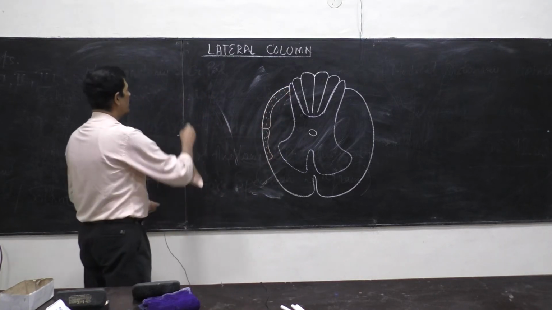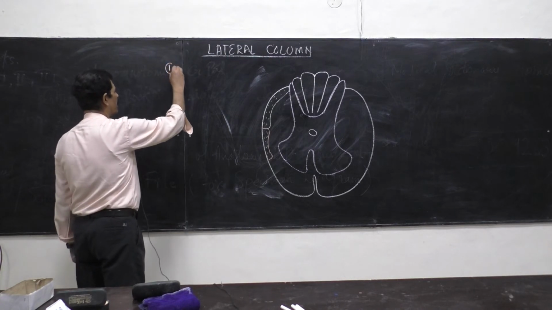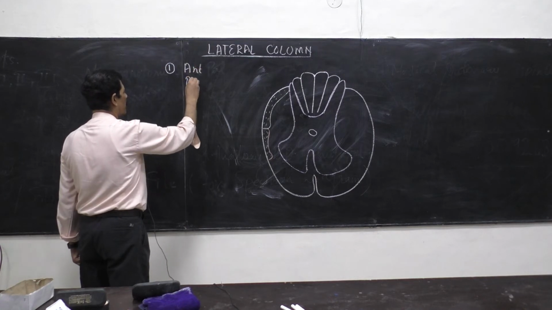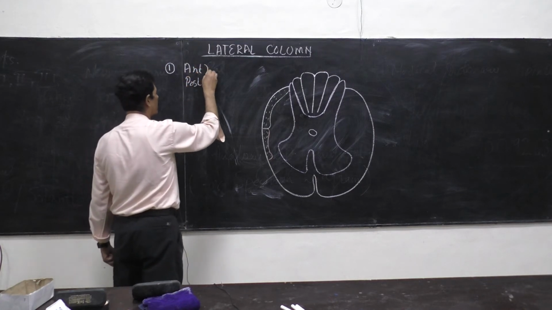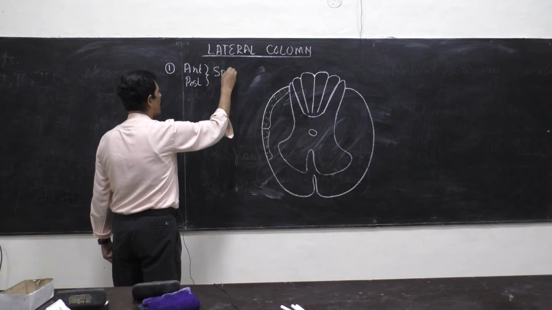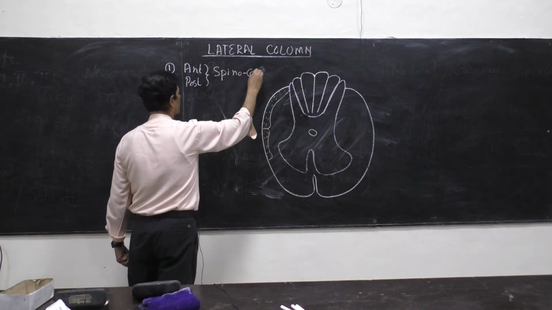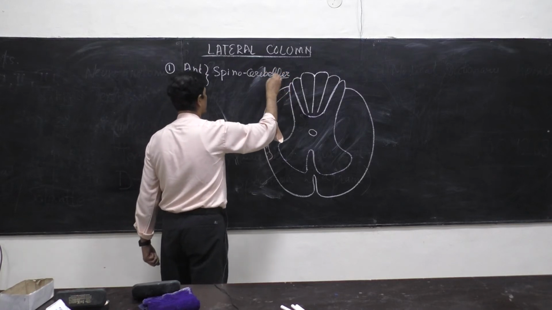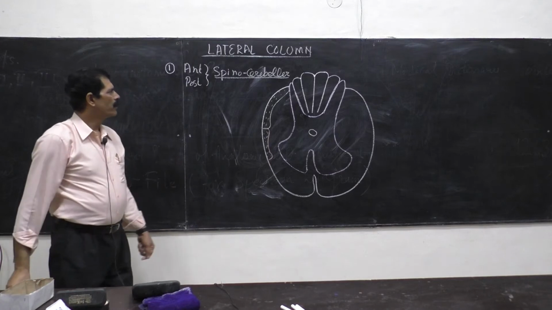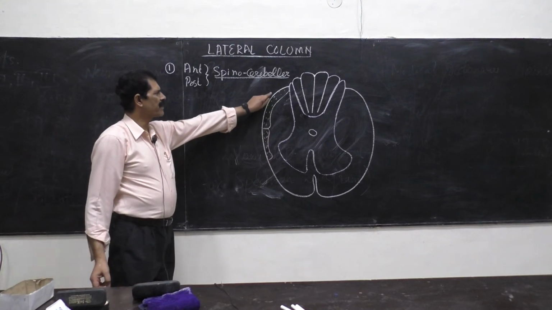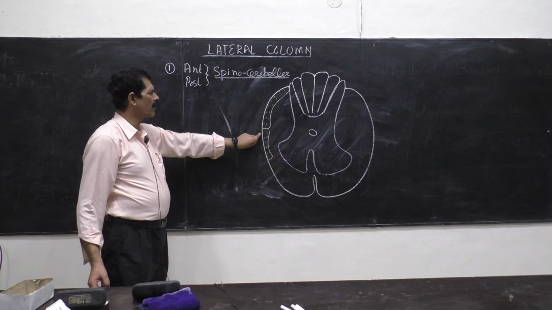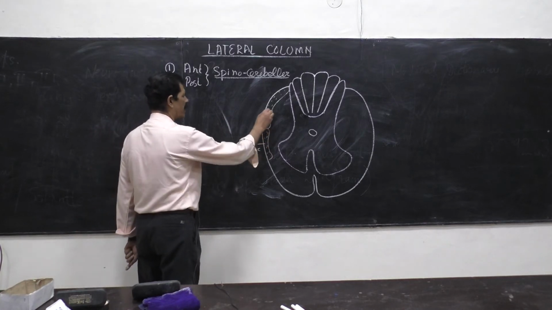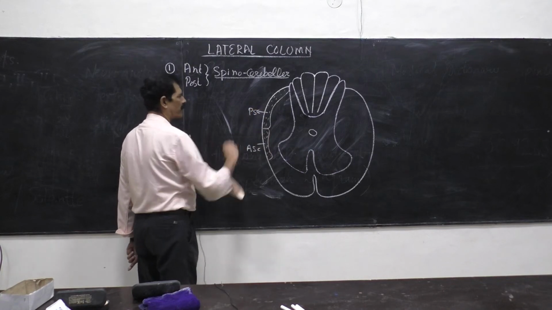So in the lateral column there are so many. First we will take the anterior and posterior spinocerebellar tracts. They are present near the peripheral part of the lateral column. This is the anterior spinocerebellar, and this is the posterior spinocerebellar.